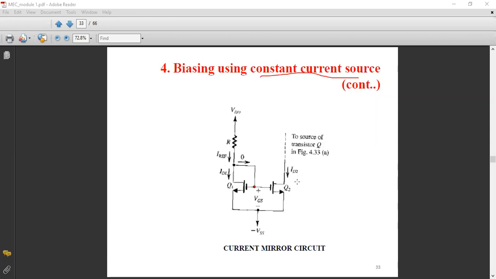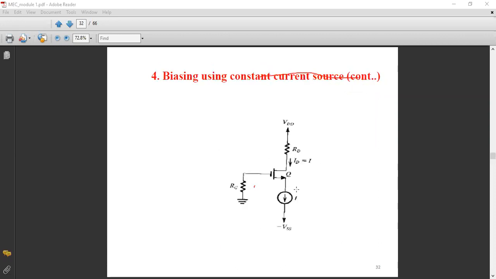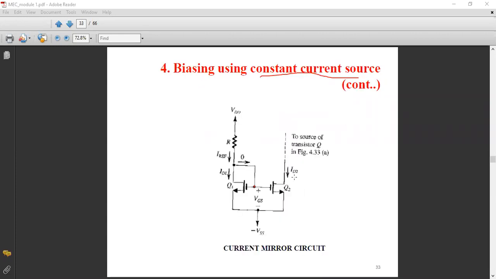Okay. In the previous slide, I told you we are fixing a constant current through the source. That is actually we are trying to fix I. But in this slide, we are going to fix ID2, which is same as that of I, because this terminal is connected to the source of main transistor capital Q, which indicates that ID2 is same as that of I.